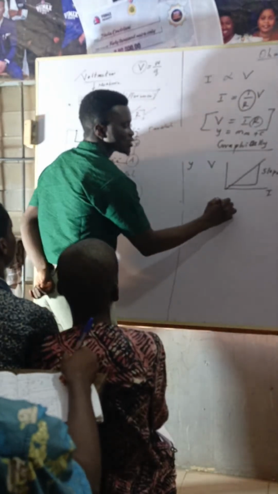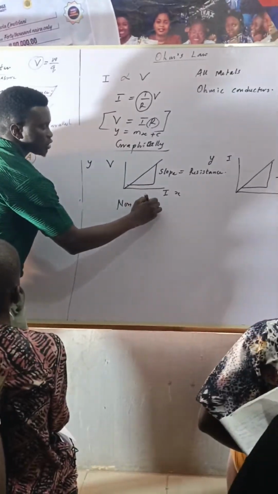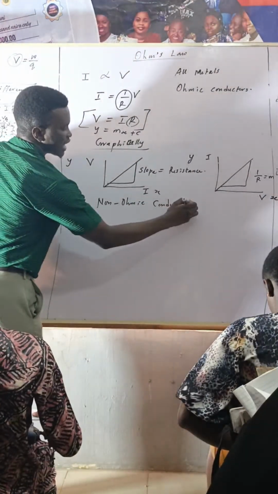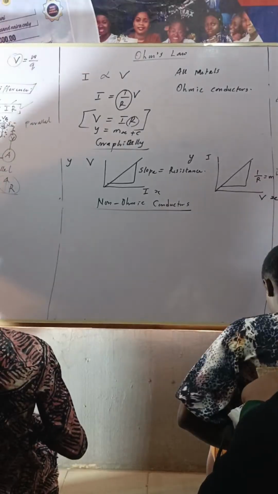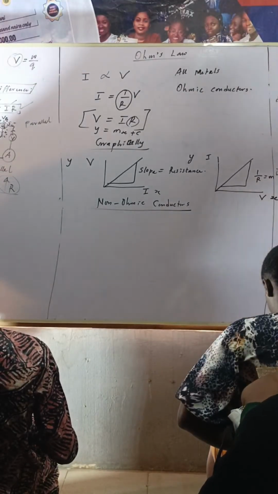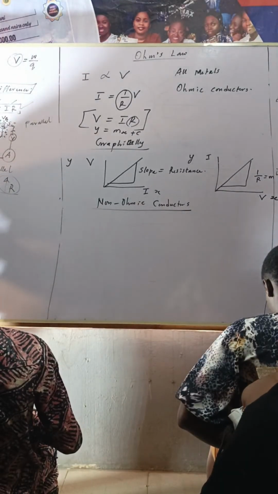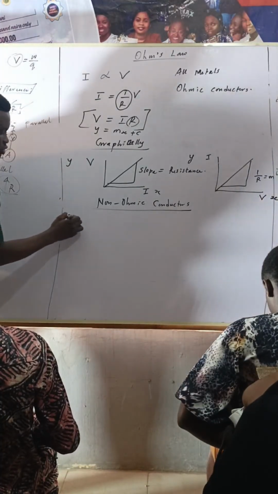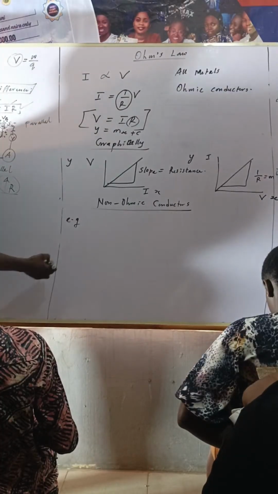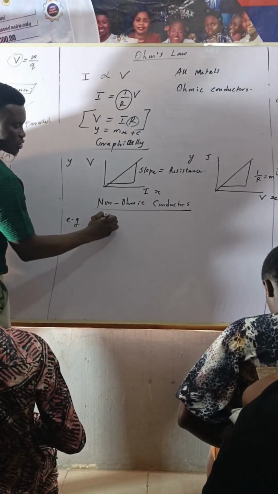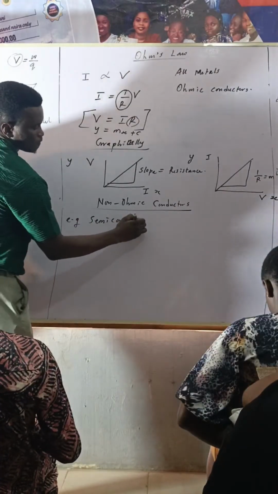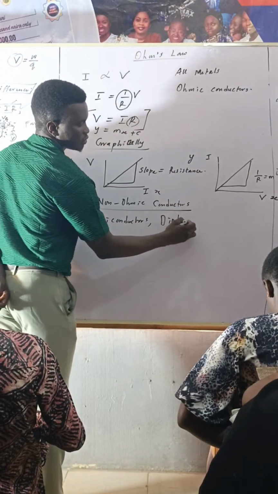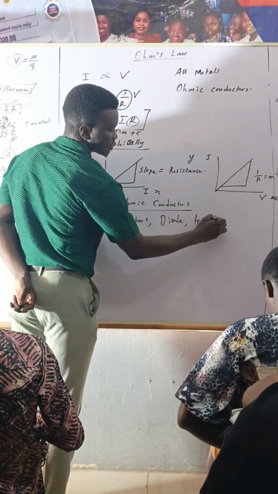Now, there are some materials we call non-ohmic conductors. Non-ohmic conductors are conductors that do not obey Ohm's law, from the word non-ohmic. They do not obey Ohm's law because they still depend on some other factors. So they can ask you, examples of non-ohmic conductors are majorly your semiconductors, your diodes, your transistors.